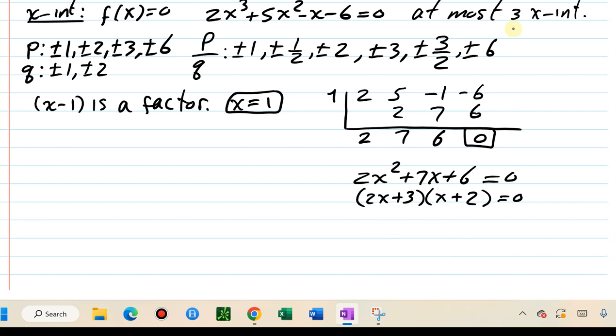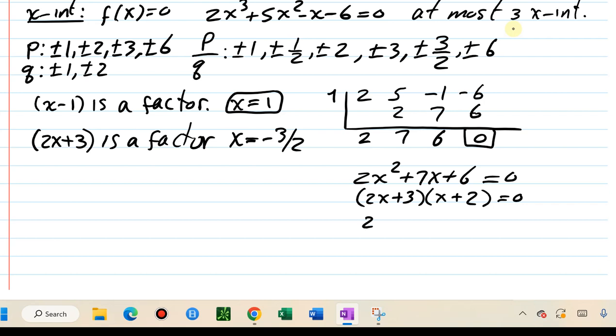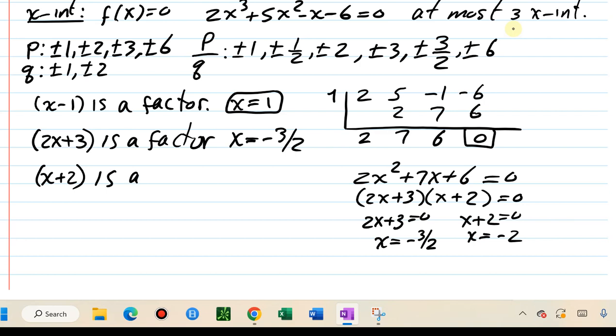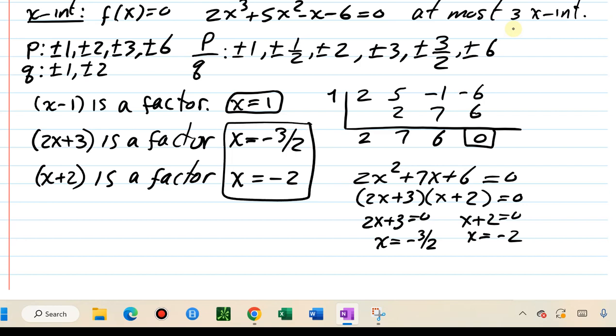And then we can solve this, right? I'm going to put here 2x plus 3 is also a factor, which means x is negative 3/2, right? How do we know that? Because you set it equal to 0 and solve for x. Subtract 3, divide by 2. Set the other one equal to 0, subtract 2, we get x is negative 2. Therefore, x plus 2 is a factor of the polynomial also. So x is equal to negative 2, and we found the other two intercepts.